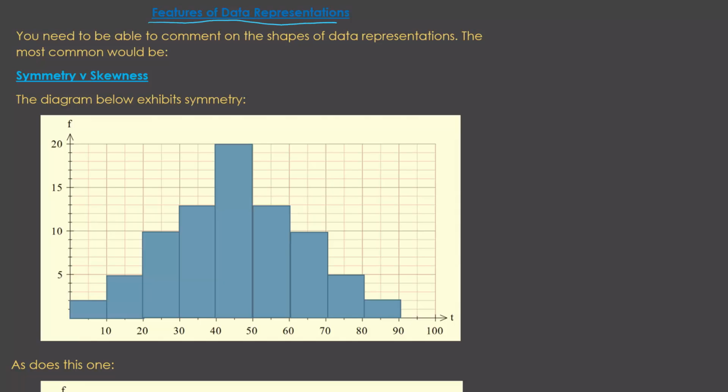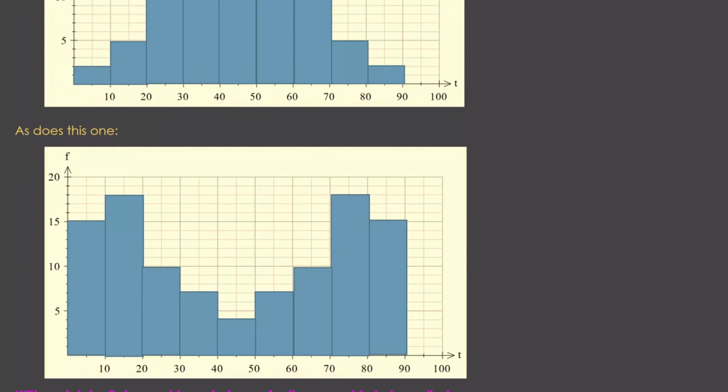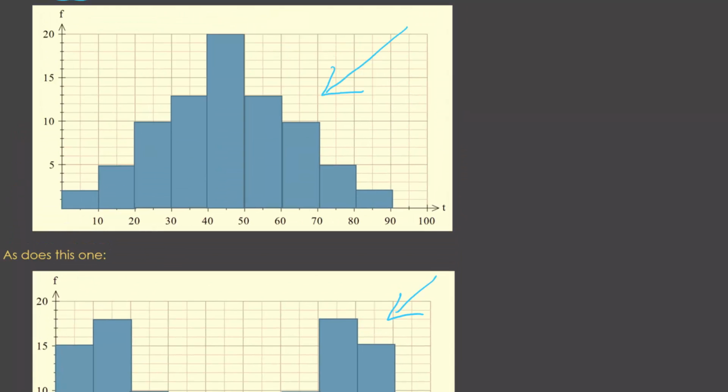Features of data representations. You need to be able to comment on the shapes of data representations. The most common would be symmetry versus skewness. The diagram below exhibits symmetry, and that should be fairly obvious, as does this one. They're both symmetric, but they're not the same.